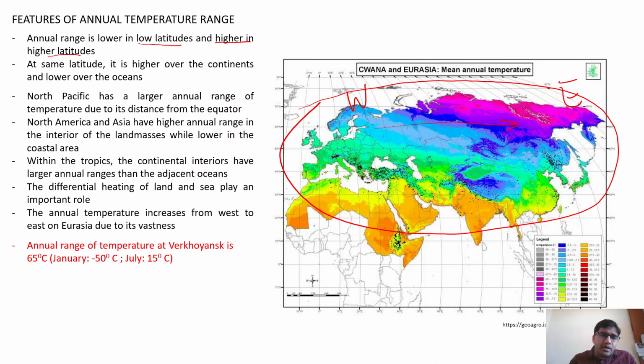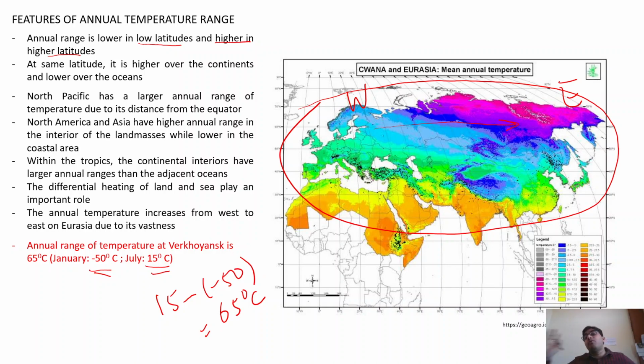A fact which you should remember: the annual range of temperature is highest at Verkhoyansk, the coldest place on the earth in Siberia, which is 65 degrees. The annual temperature range is 65 degrees Celsius. How? In January, it has minus 50 degrees as the lowest temperature. In July, it has plus 15 degrees as the highest temperature. So 15 minus minus 50, it is 65 degrees Celsius is the annual range of temperature. Sometimes this range has reached up to 104 degrees Celsius. So you can imagine how low and how comparatively high it can go.